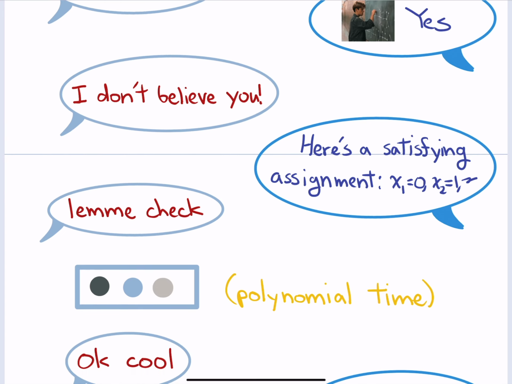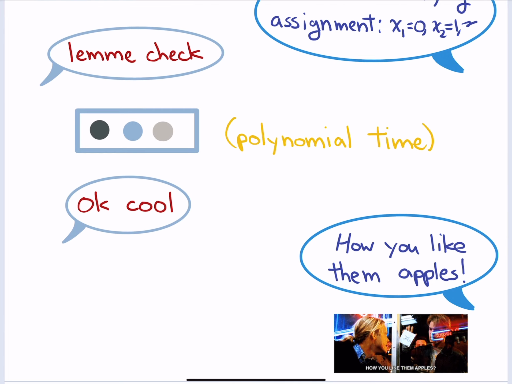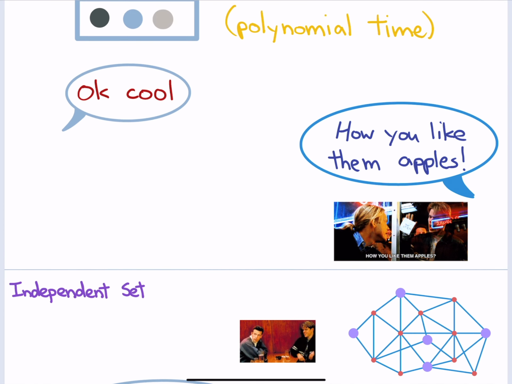Okay, and then he says, okay, cool, I believe you, right? Now what does Will Hunting say? No. Will Hunting says, how you like them apples? Okay, because that's what Will Hunting does. All right. But the point is that even though Ben Affleck can't solve SAT, he can verify a SAT solution. That he can do. Anyone can do that. Okay, another example, independent set.